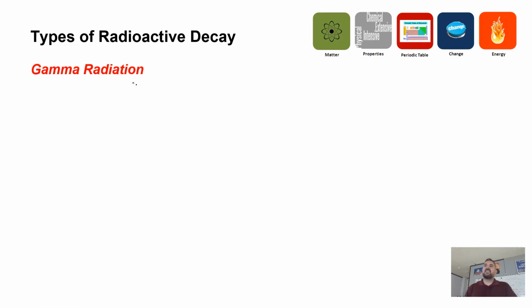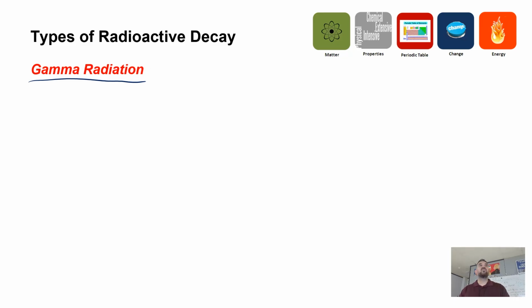So our last type is going to be gamma radiation. What can you tell me about gamma radiation? What do we know about gamma? I heard Hulk. Hulk is good. So what do we know about gamma? It is. So it's on the electromagnetic spectrum. What else do we know about it? Is it strong or weak?